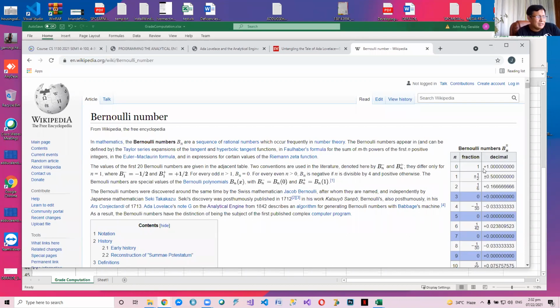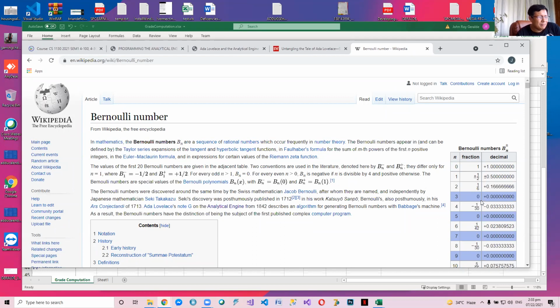If you have the first zero, the Bernoulli number of 0 is 1. The Bernoulli number of 1 is 1/2. The Bernoulli number of 2 is 1/6. The Bernoulli number of 3 is 0. Every time n is odd, the Bernoulli number is 0, except in 1. Kasi sa 1, 1/2.